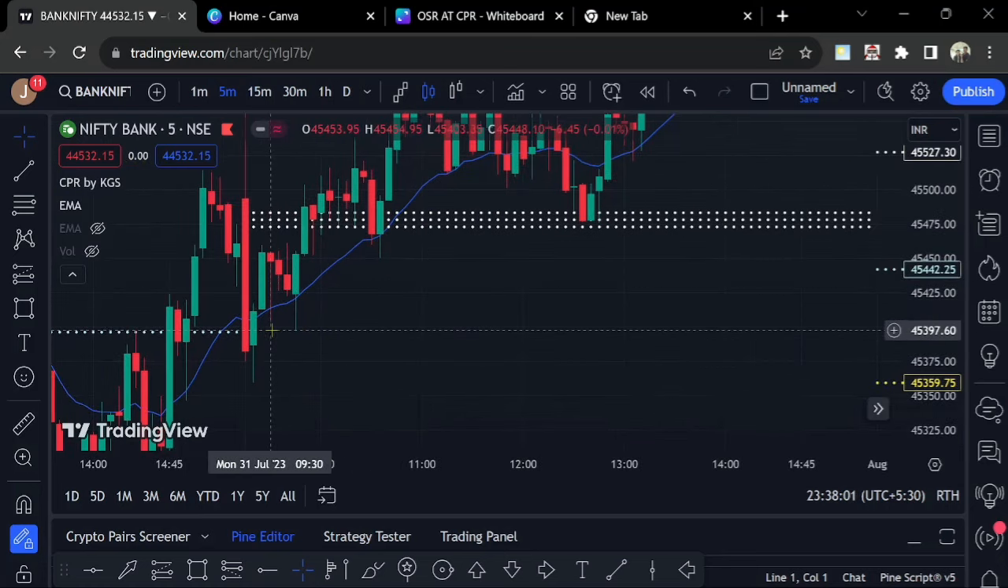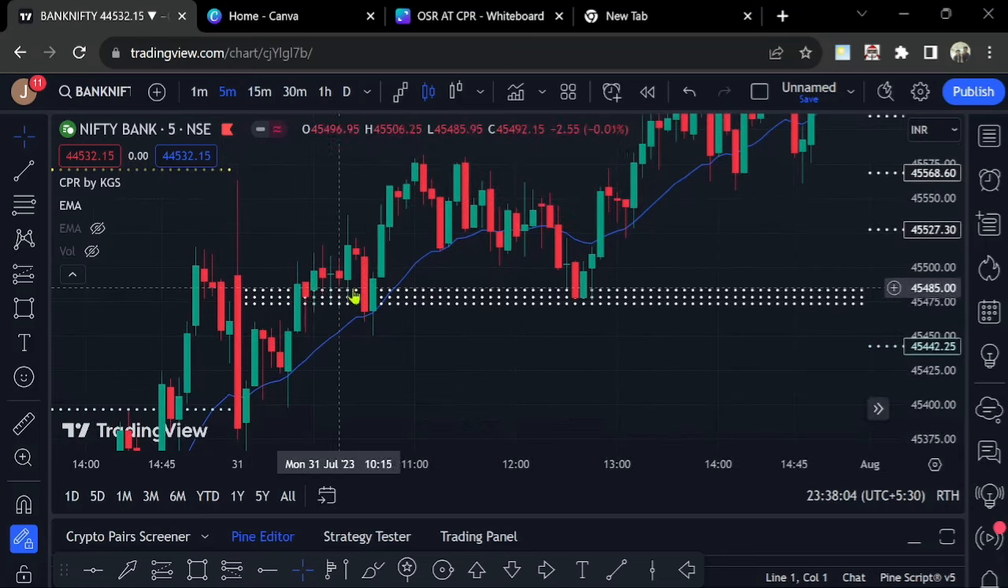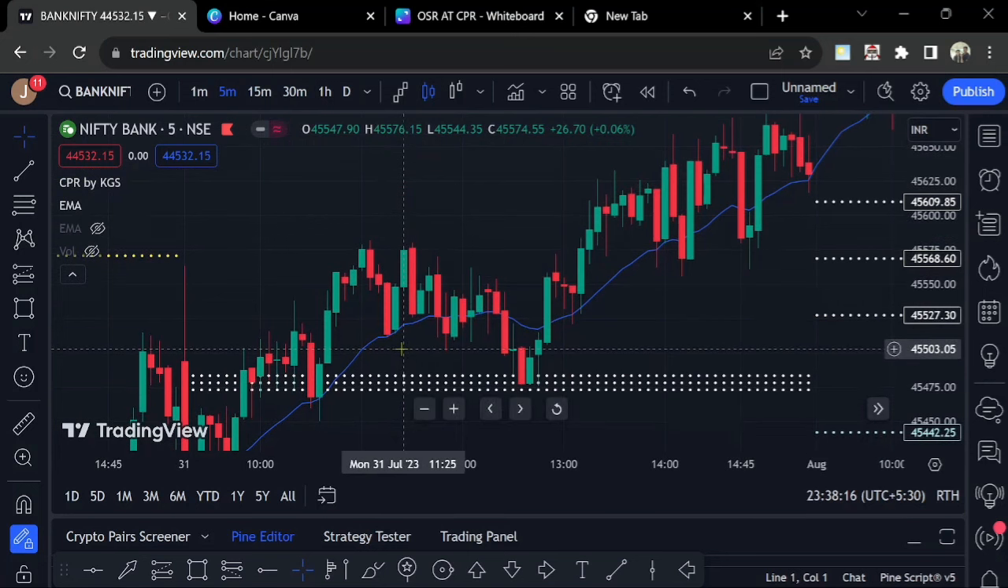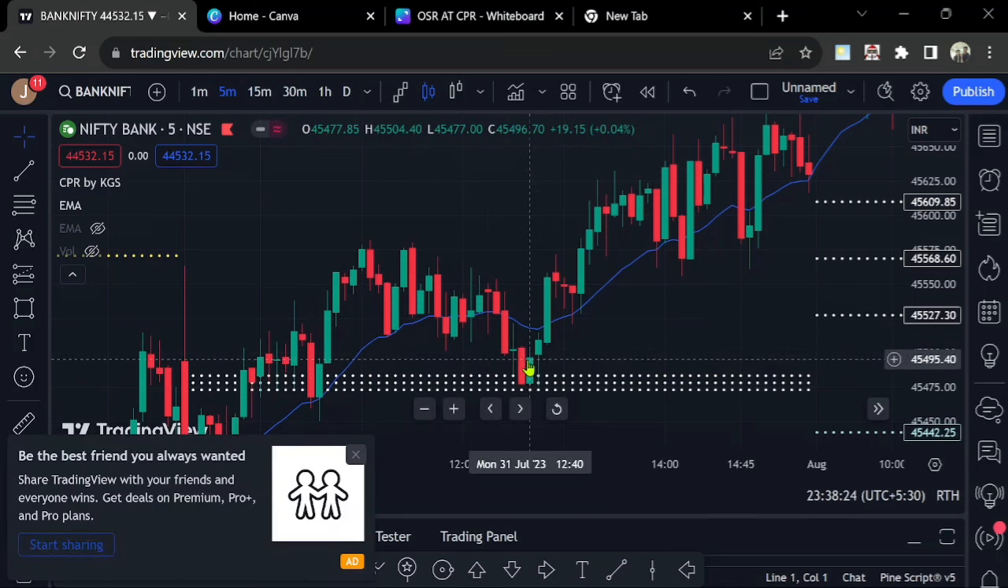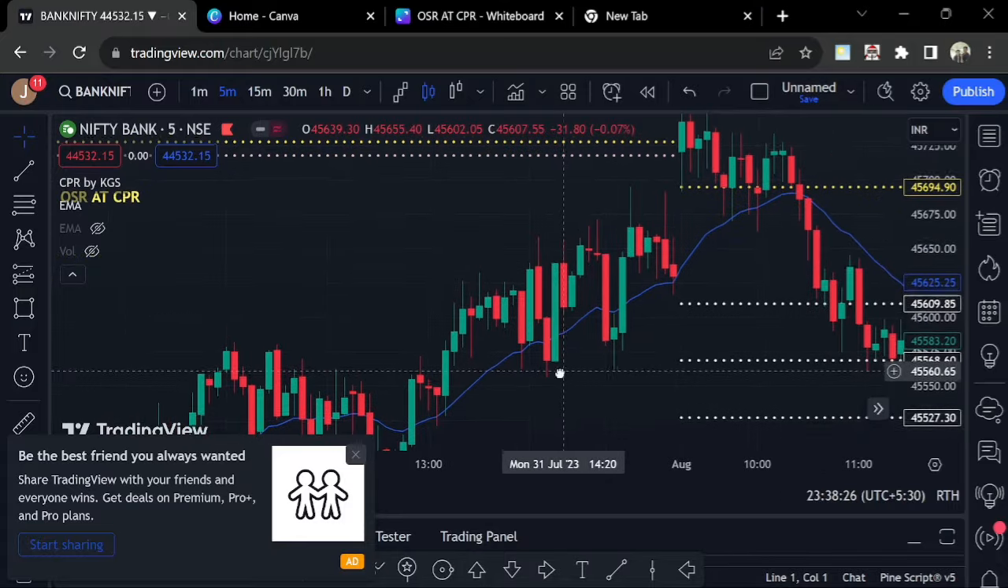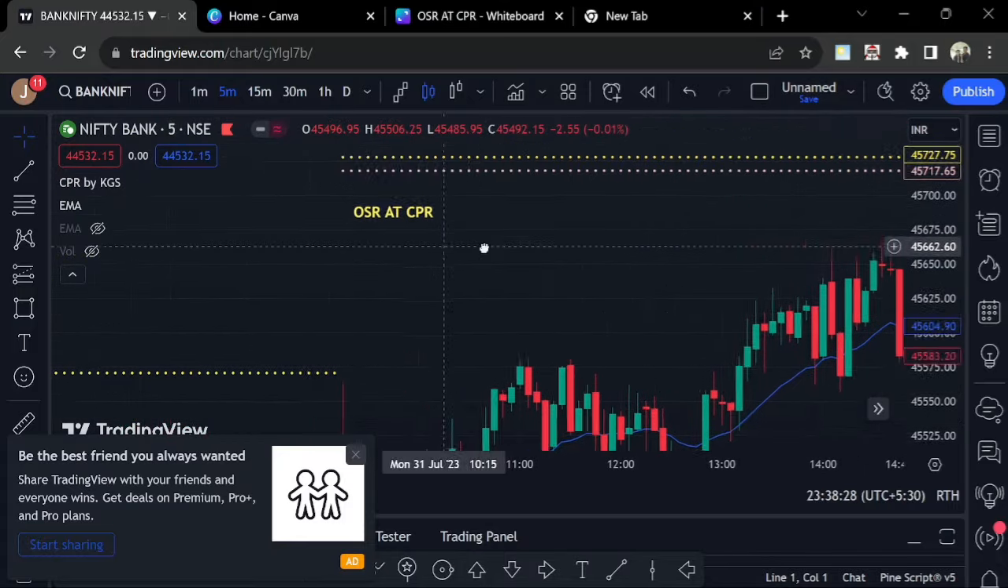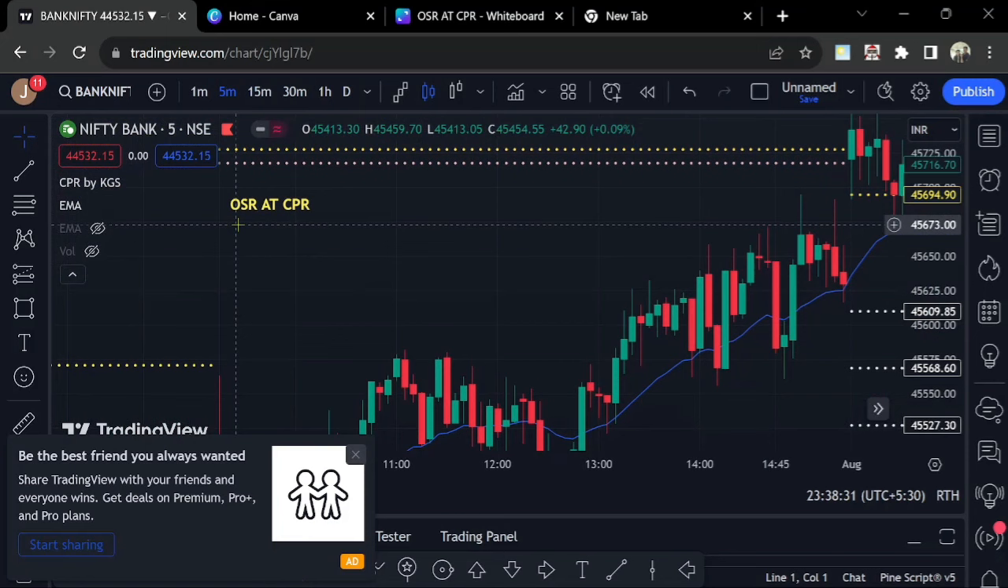Immediately after breaking the CPR, bullish candles are formed, and in this particular location the candles are coming above the CPR. What will happen in this particular area? The same logic is repeated. All the stop loss orders get hit, and the market takes a small support here and goes on the upside. This is how OSR at CPR works, and this is an Onam special video for all my subscribers.